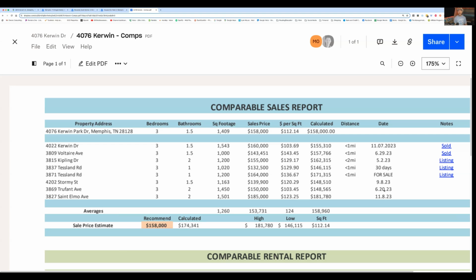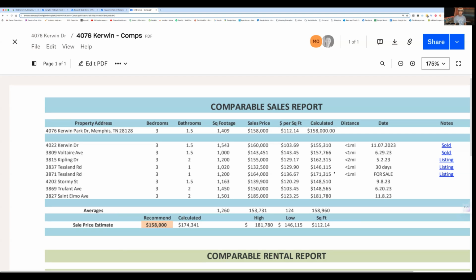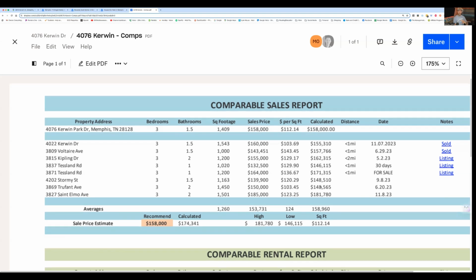So you want to be dialing this in piece by piece and having a full list of your sale comps to do that. You also want to do the same thing with your rental values, and we'll get into that in just a second. But just keep in mind here, I have a lot of comps at 160, 143, 155. This one's smaller at 132, 164, and my adjusted average value is about 158.9.